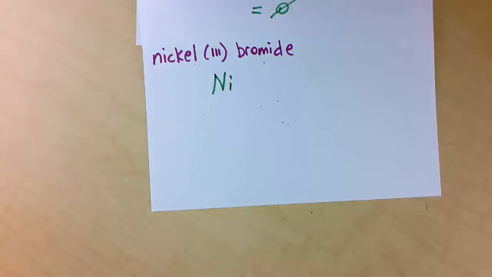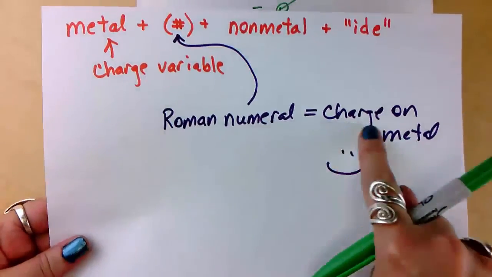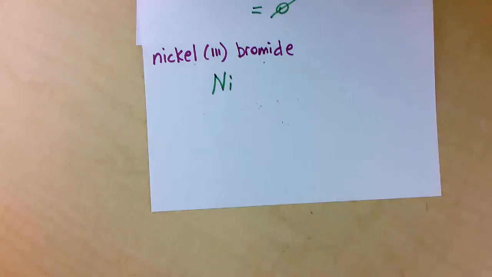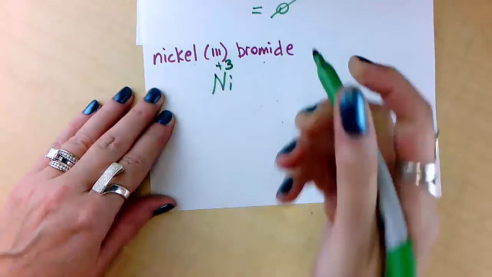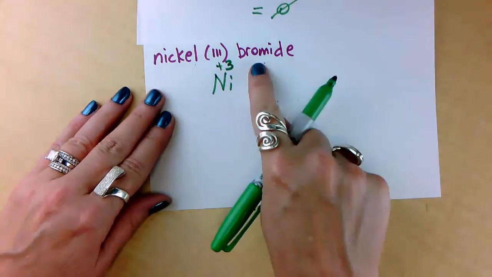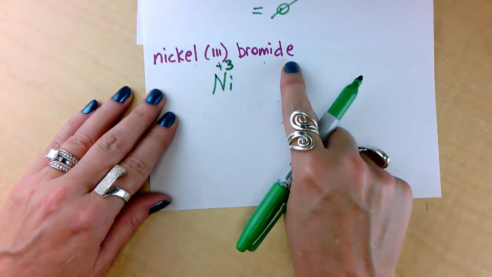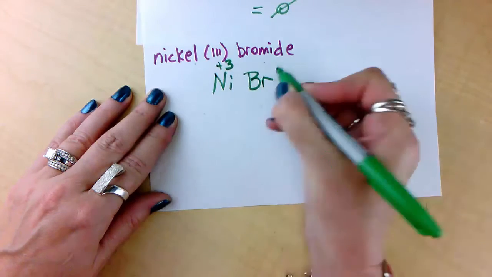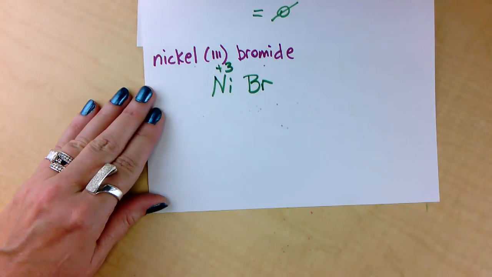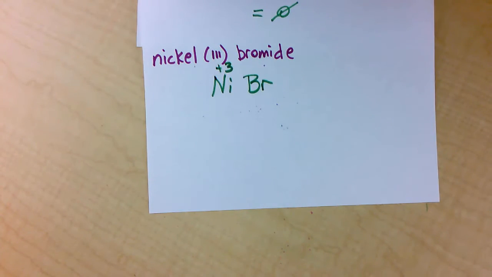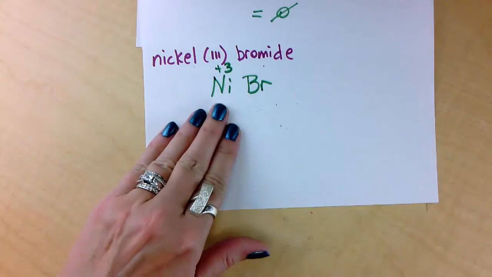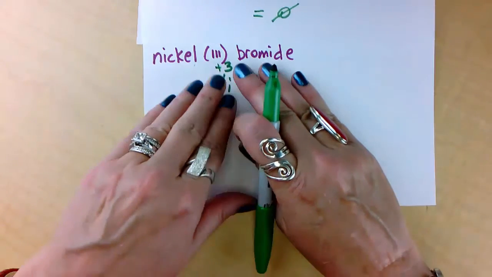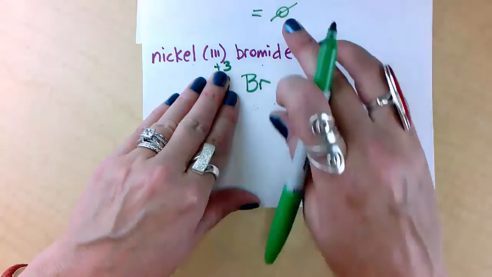What does the 3 mean? Does it mean there's 3 nickels? No. If you remember, the Roman numeral gives us the charge on the metal. So that means nickel is +3 in this example. It's combined with bromide. Bromide stands for bromine. What is bromine? Br. So is the formula just NiBr? That's too easy. Again, every time we put a metal and a non-metal together, we have to make sure the charges add up to 0.